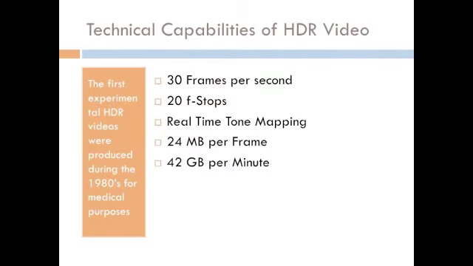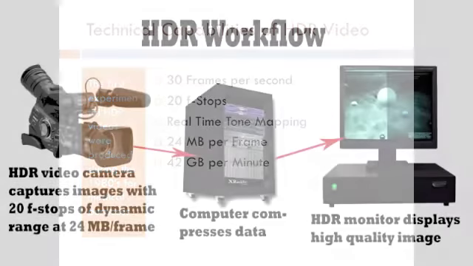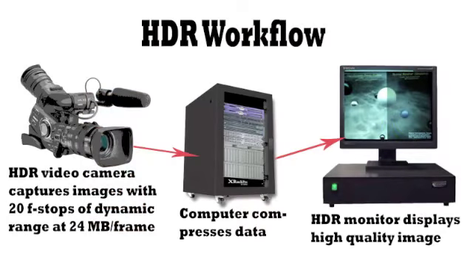So the real brilliance of this new HDR video camera is that it records 20 f-stops of light at 30 frames per second. That's real video time. It doesn't have to process after the fact. It just records a lot of data. Every frame is 24 megabytes, which means 42 gigabytes per minute. That's huge. So it actually requires a lot of compression once you come out of the camera.